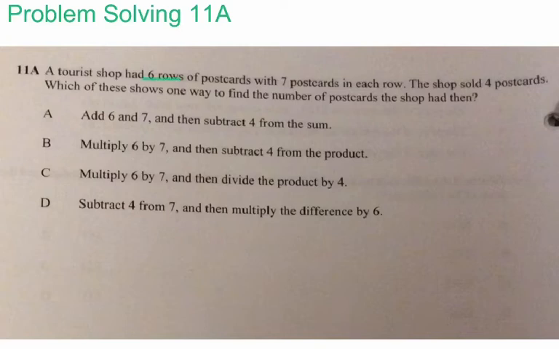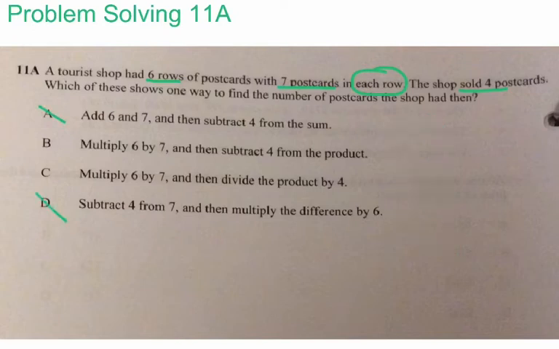So I have 6 rows, 7 postcards in each row. The key word here is each, so I know this is going to be a get. So because of that, I know my options have to be multiplication or division. So right away, I can eliminate A and D.